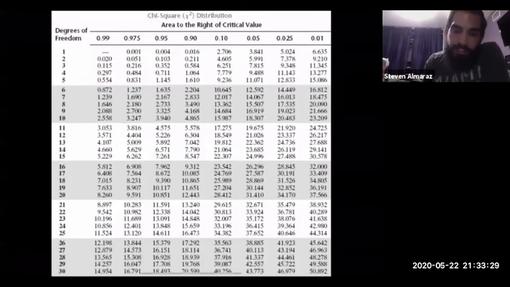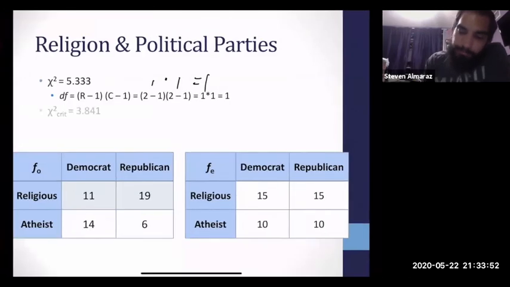Let's go check out our critical value. Again, we want to focus on the 0.05 column over here on the far right, and we're going to use degrees of freedom of 1. So that just gets us 3.841 one more time. Okay, so our chi-squared critical value is 3.841.